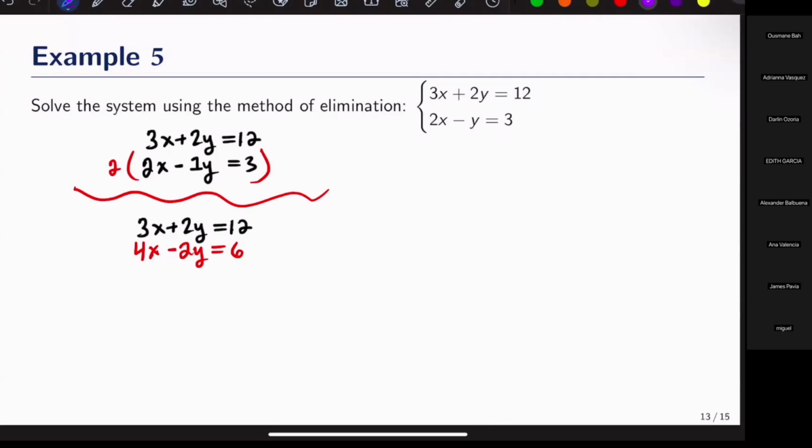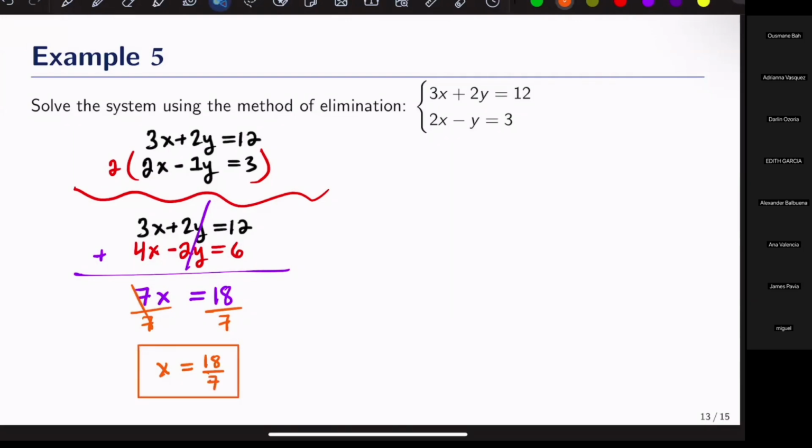Now, you can easily see that 2y and negative 2y cancel out because what we're doing is we're adding these two equations together. 3x plus 4x gives you your 7x. And then you get 12 plus 6 gives you 18. Our last step is to divide both sides by 7. So we end up with x is equal to 18 over 7.